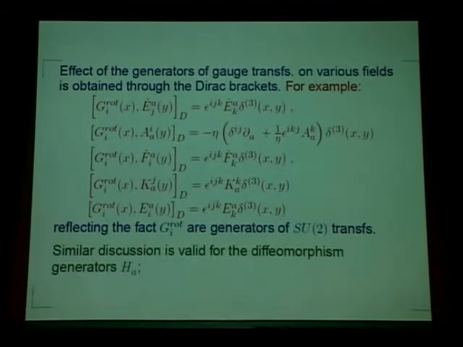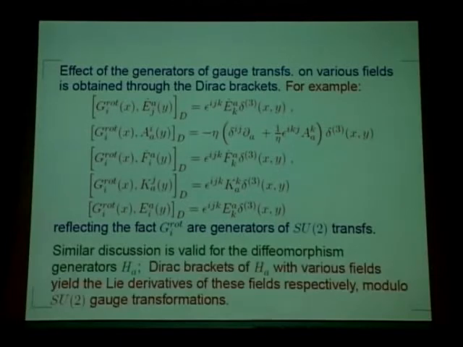If you want to make A parity even, what you have to do is that A has to be scaled by an eta, which is parity odd, and then these will have exactly the kinds of expressions. Similarly, for generators of diffeomorphisms, the Dirac brackets of HA with various fields yield the Lie derivatives of these fields modulo SU2 gauge transformations.